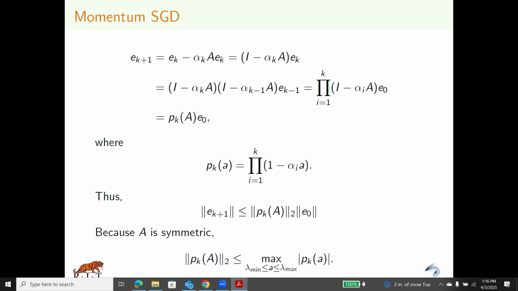What is the polynomial which is the closest to zero on the interval between two numbers? So if we find a polynomial which is the smallest among all possible polynomials on the interval between lambda min and lambda max, then this polynomial depends on these coefficients, and these coefficients are our learning rates. Then we will find the most optimal learning rates alphas, because we will find the smallest upper bound for our error.